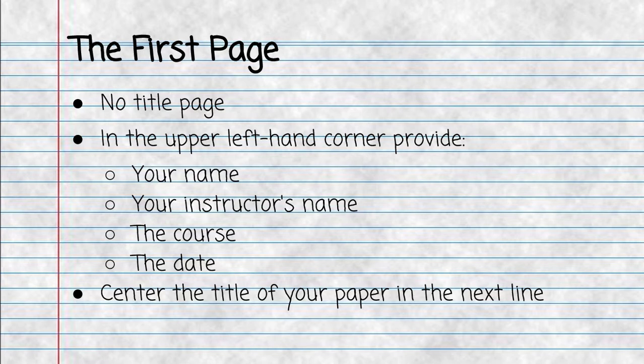The first page of your paper will not have a title page, but you will include a header in the upper left-hand corner, and that's going to include your name, your instructor's name, the course, and the date. And you're going to center the title of your paper on the next line. That title should just be in the same regular 12-point font. It should not be underlined and it should not be in bold, just regular like everything else. Also, you should note that your title should be a creative, original title, not the title of your assignment.